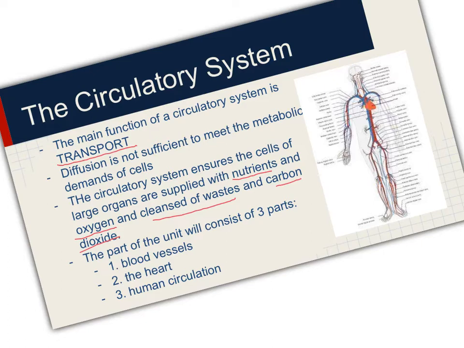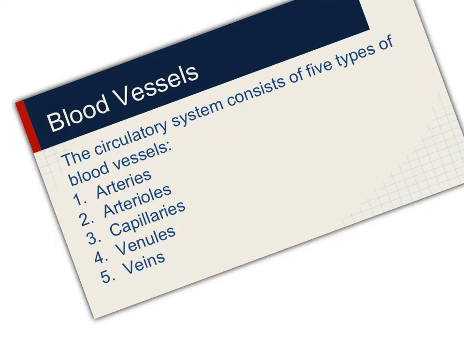This unit will consist of 3 parts: blood vessels, heart, and human circulation. Blood vessels. The circulatory system consists of 5 types of blood vessels. We have our arteries, we have our arterioles, our capillaries, our venules, and our veins.